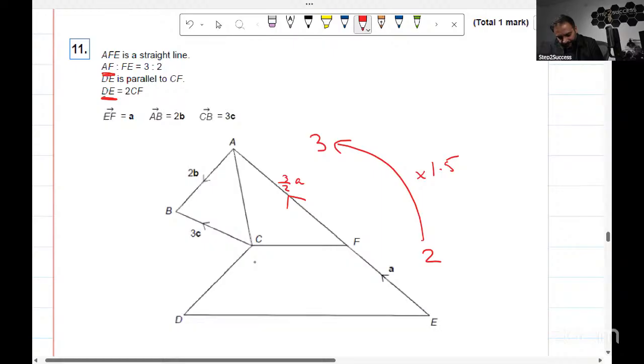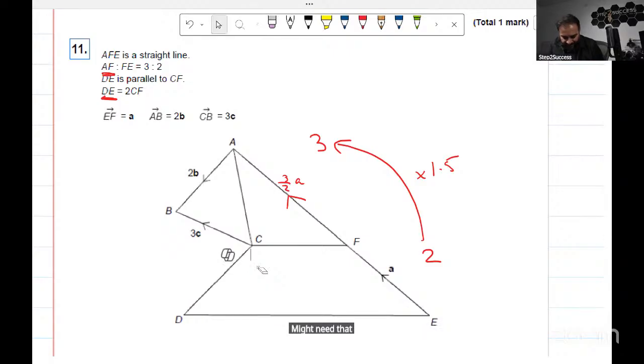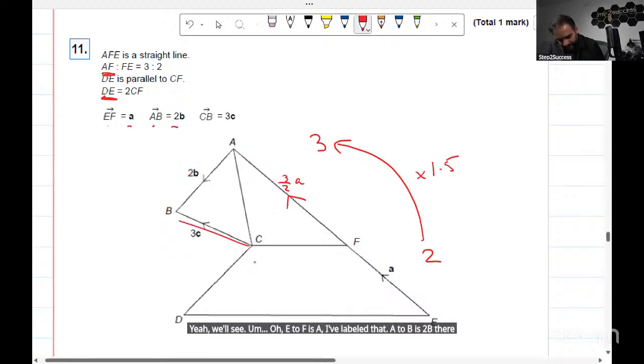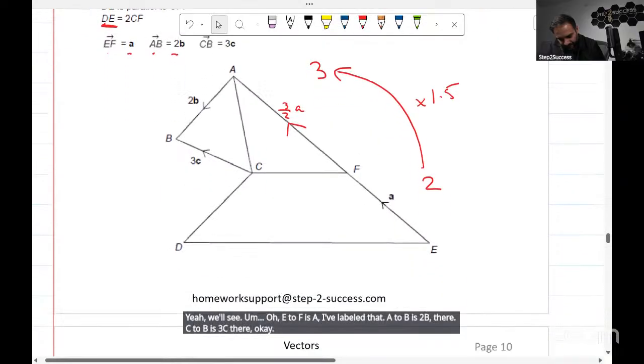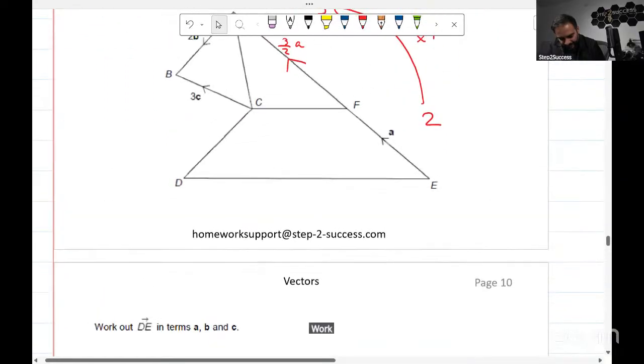DE, which is here, is 2CF. So I know that this line is twice as big as this line. Might need that in a minute. Yeah, we'll see. E to F is A. I've labeled that. A to B is 2B there. C to B is 3C there. Work out D to E in terms of A, B, and C.